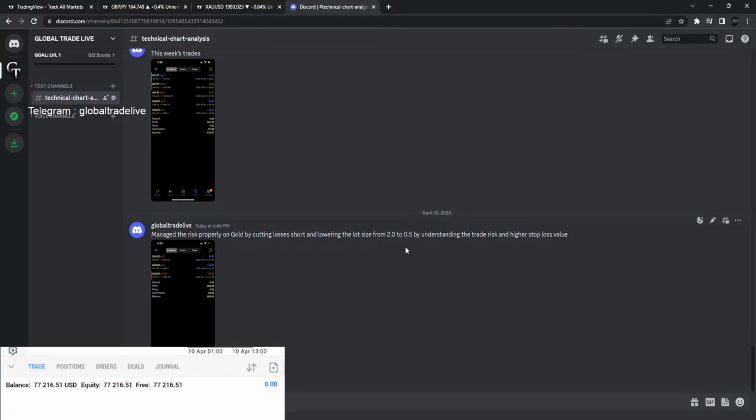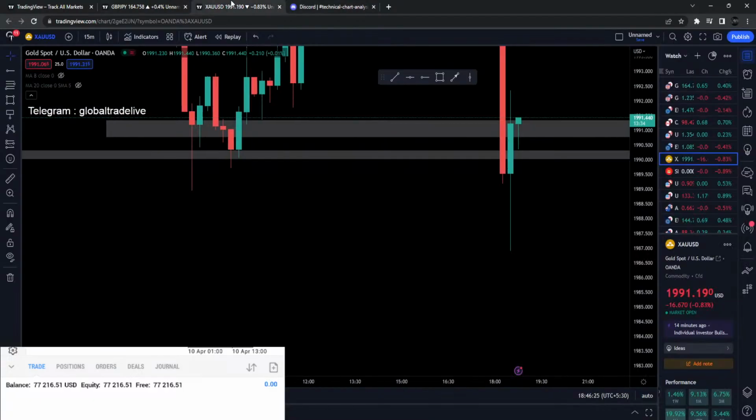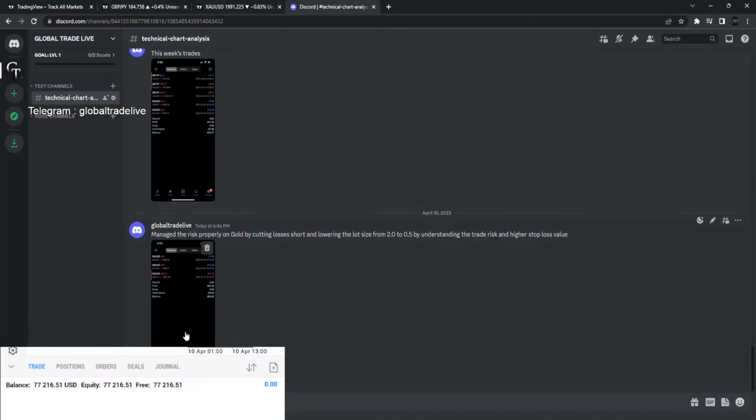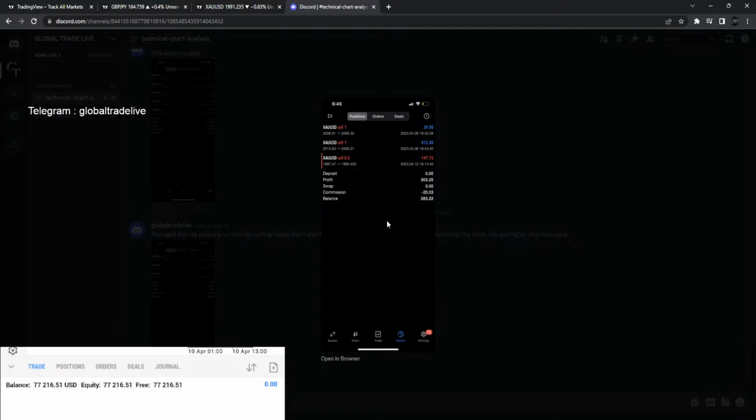Okay, so look over here, guys. Manage the risk properly on gold by cutting losses short and lowering the lot size from 2.0 to 0.5, by understanding the trade risk and higher stop loss value. This is very important for everybody, guys, because if you look over here, you can see how I really managed the risk in this trade. So from 600 to $150.